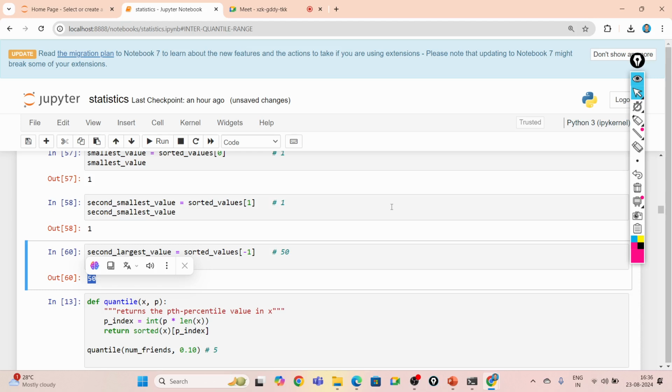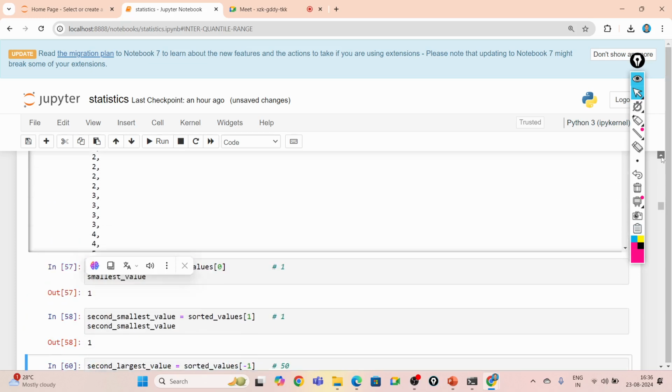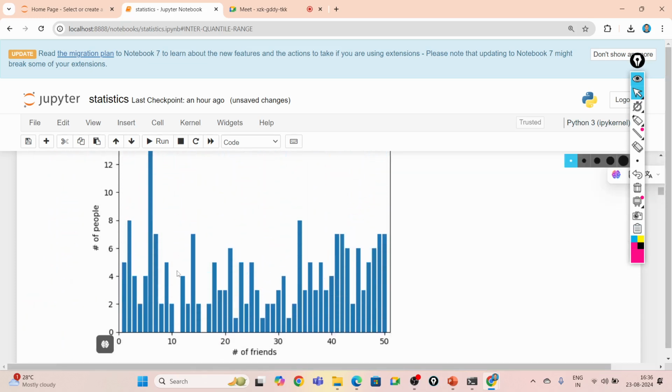1 is repeated for how many number of times? That you can observe through this histogram. In the histogram, what is the frequency of 1? If you see this, the frequency of 1 is 5. What is the frequency of 2? The frequency of 2 is 8.